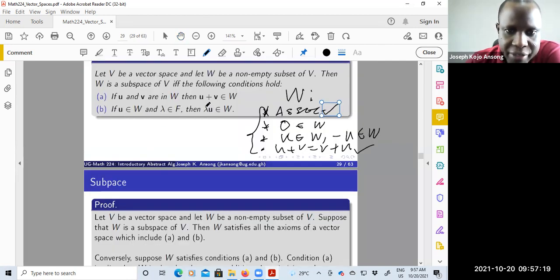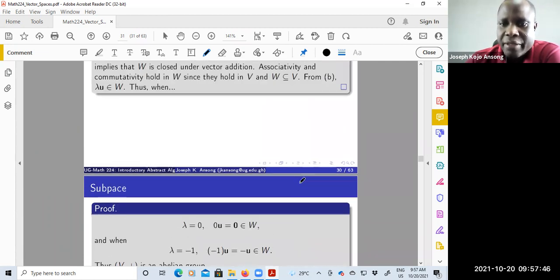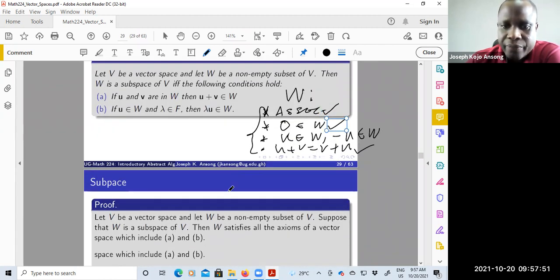Now, condition B is true means that lambda U is an element of W. Well, to get the identity, I can pick lambda to be 0, right? So I take lambda to be 0. If lambda is 0, I get 0 times U. We have proved this already, that 0 times U is 0, the 0 vector. Therefore, the 0 vector is an element of W. So we have an identity element, the 0. So the 0 is in W.